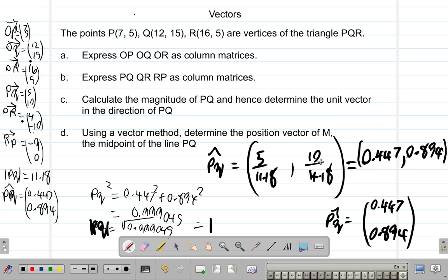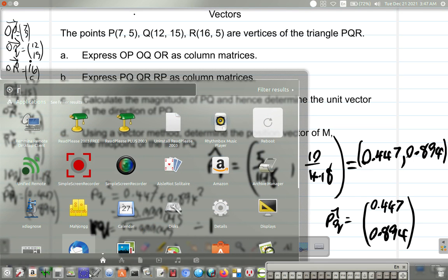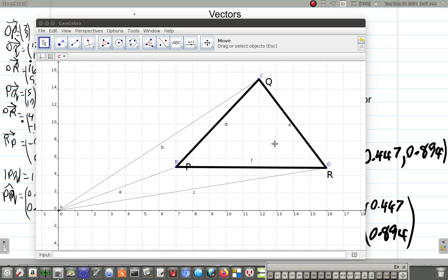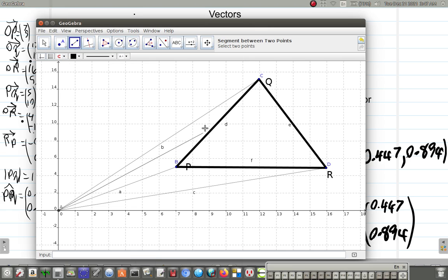When it says using a vector method, it means you're going to be writing OP equal this and that and the other plus and so on and so forth, instead of using the drawing. But we're going to use the drawing to help us, alright? Or the graph. Let's look back at the graph. The midpoint of PQ would be somewhere here. So if we look at the midpoint of PQ and we draw a line to there, we just say somewhere about here. Alright.